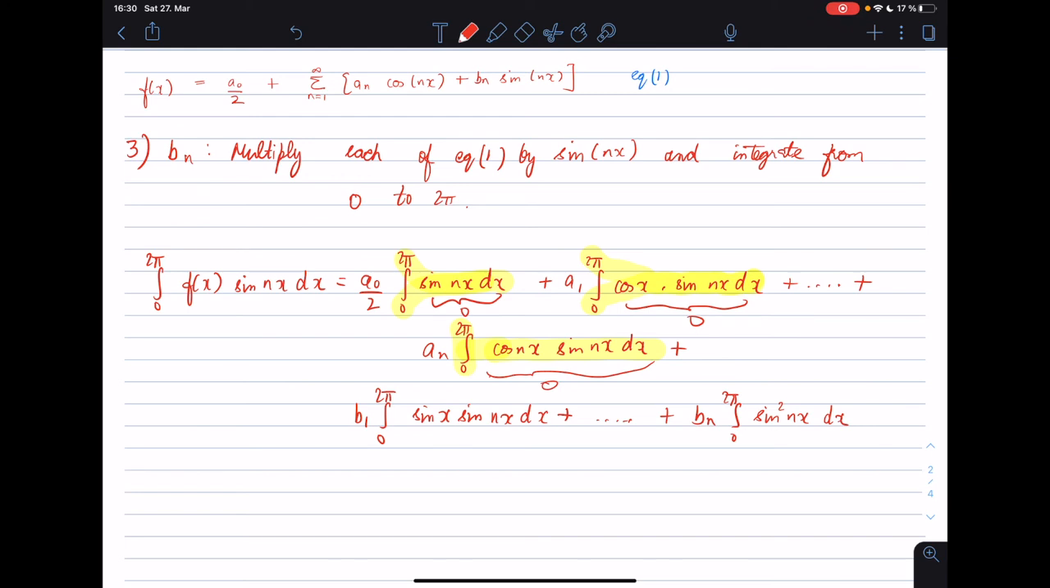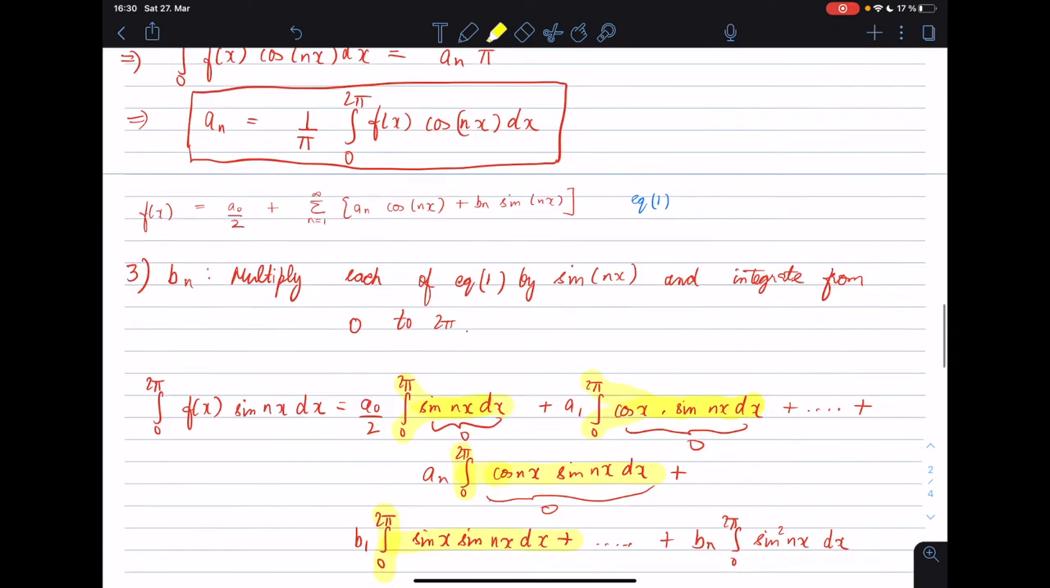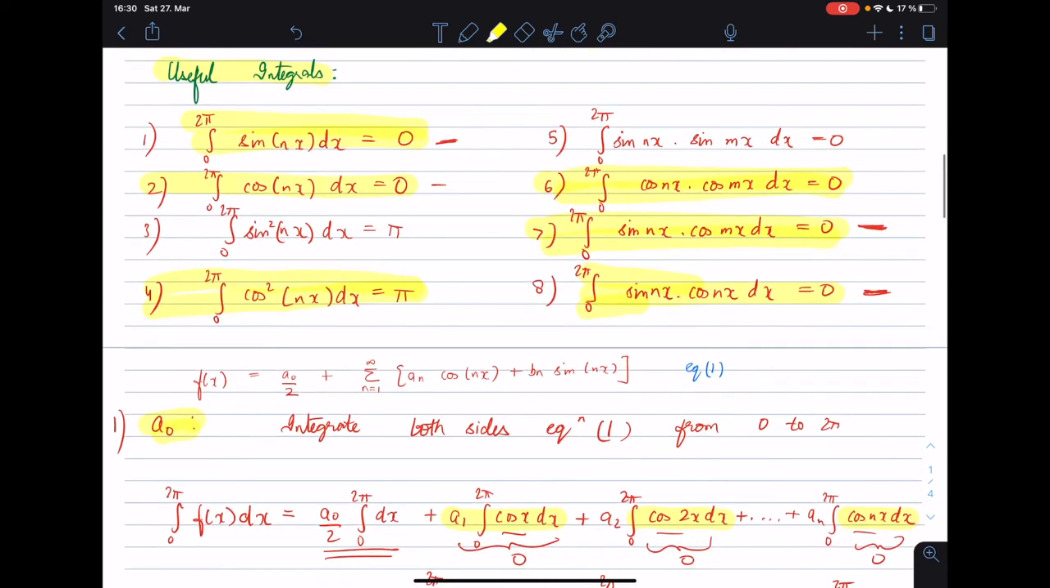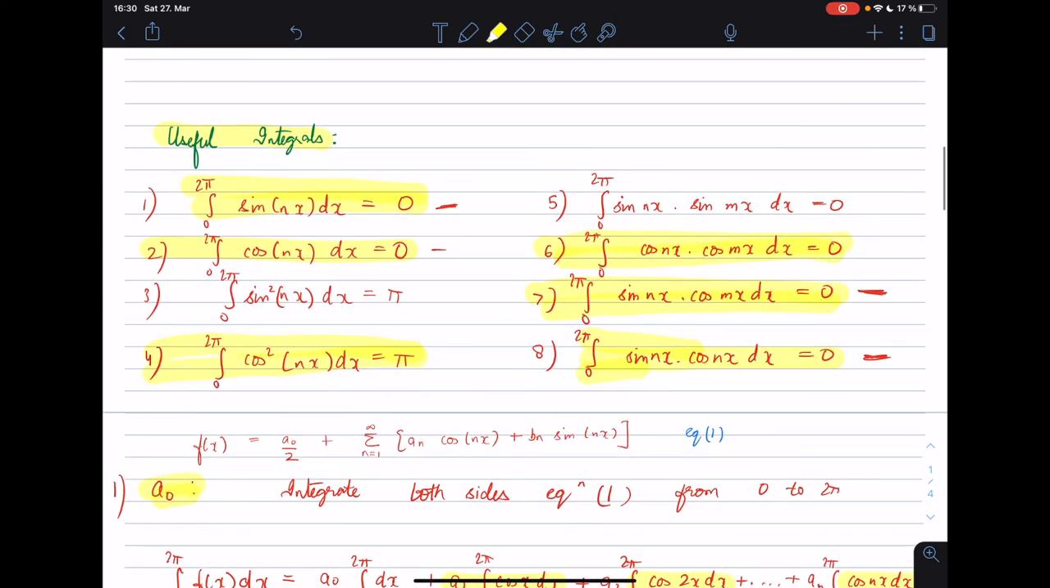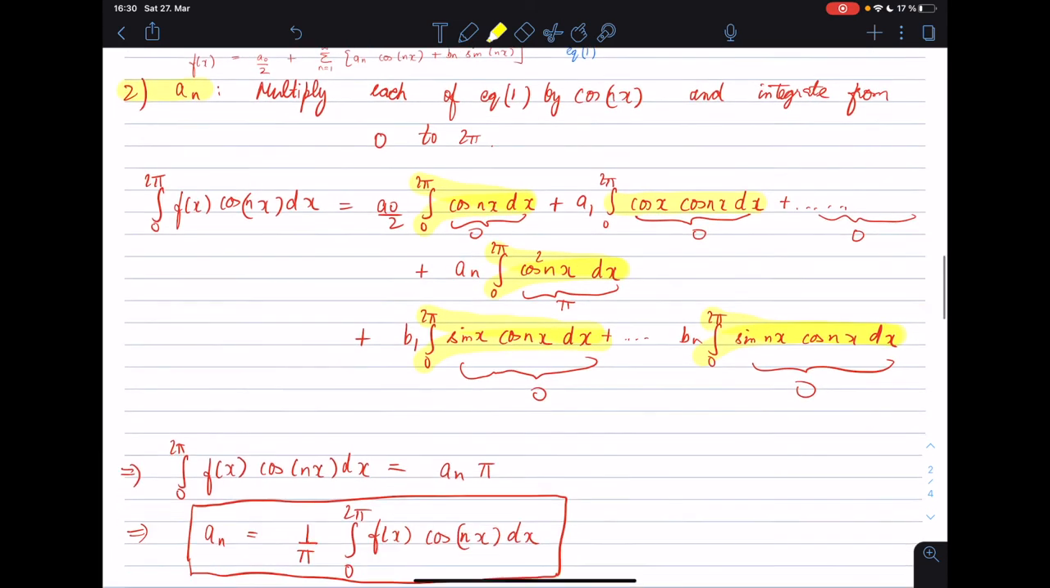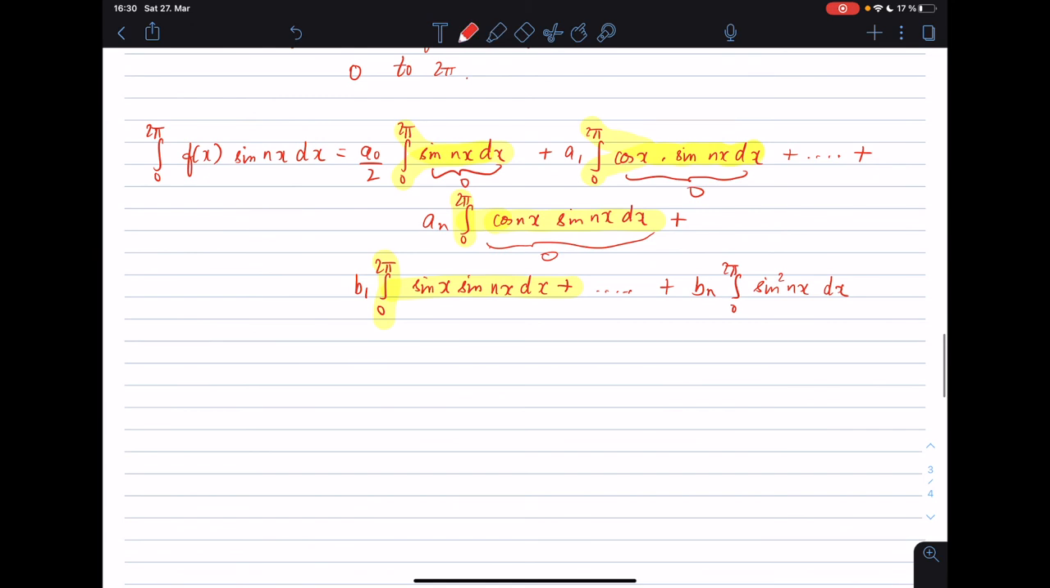And then finally, we have a look at the sinusoidal terms. Here we have the first term as the integral of sine of x multiplied by sine of nx over 0 to 2 pi. If we look at the useful integral formula number 5, we can use this and say that this integral is also equal to 0. So we write down 0 here, and we will get similarly 0 for sine 2x multiplied by sine nx, sine 3x multiplied by sine nx, and so on.